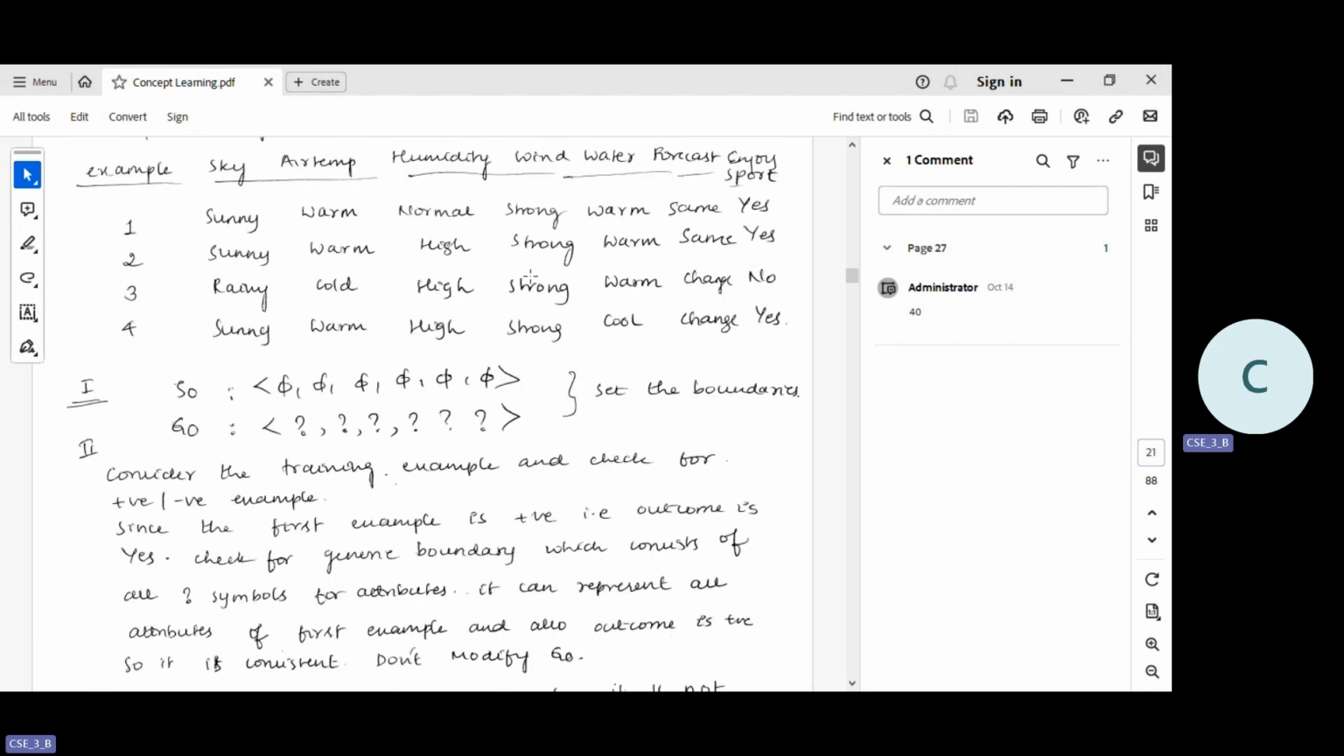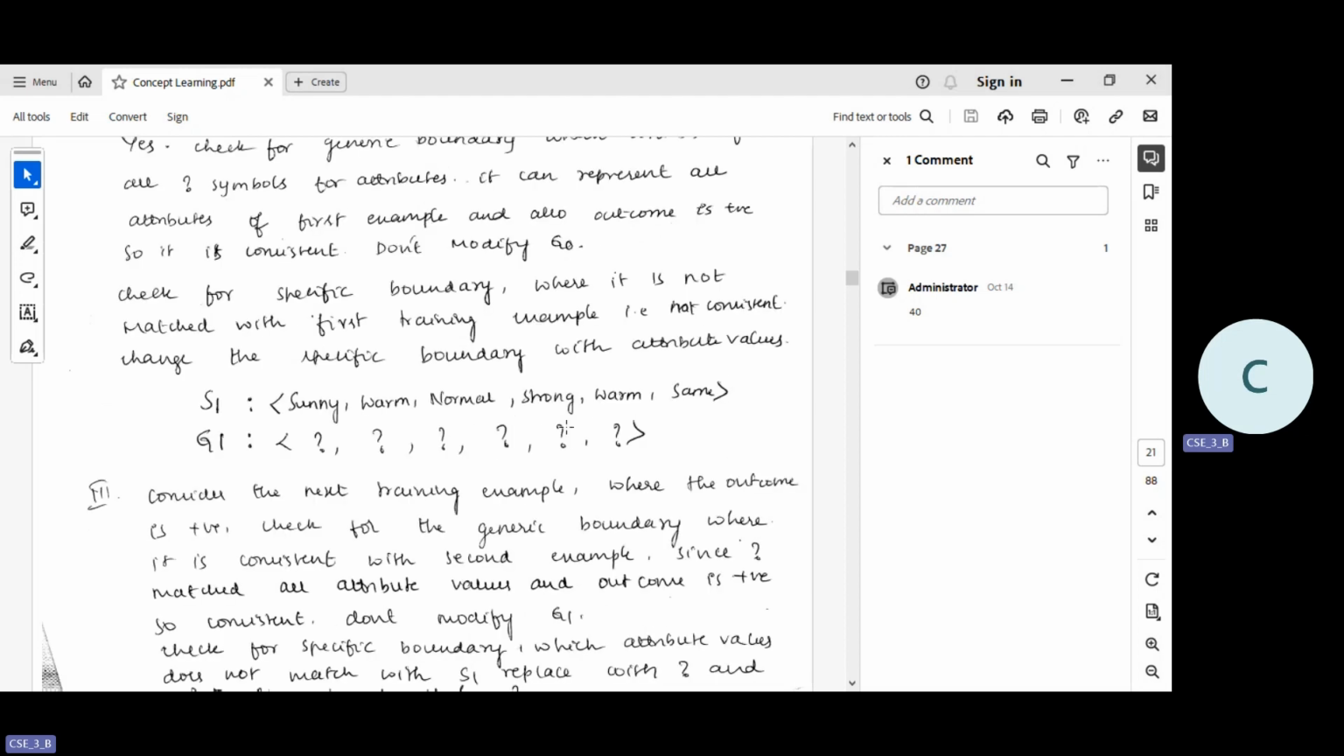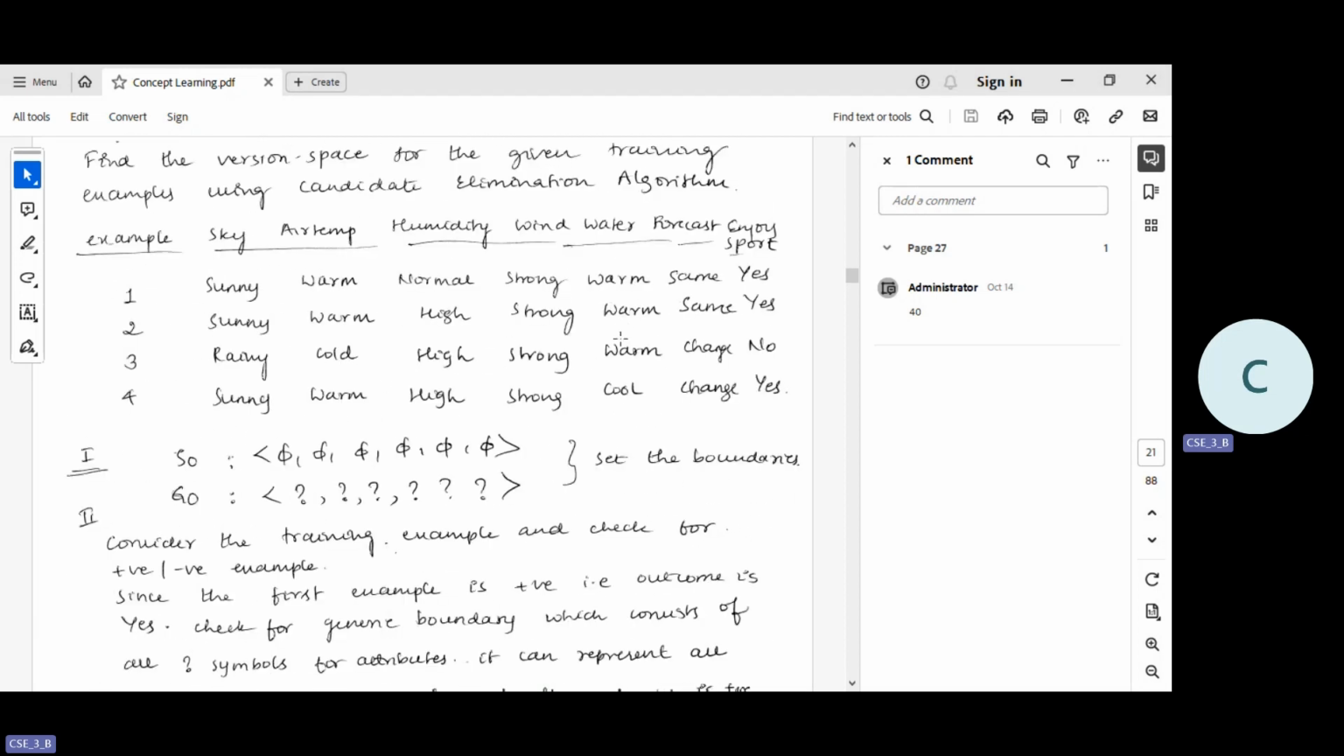So next we compare the next value, that is strong, and here it is strong. So no change. And we can observe here it is warm.